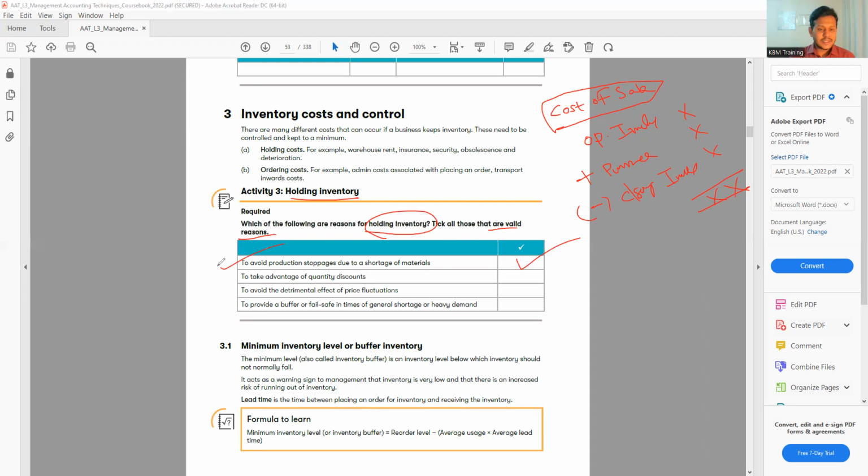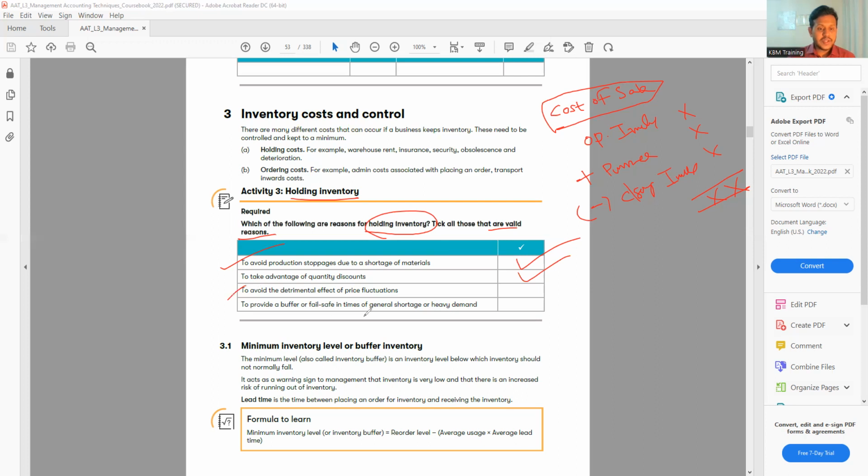The next one says to take advantage of quantity discount. I like to take a quantity discount because I buy a lot at the same time; if I buy more, they give me a discount. For that reason, I buy a lot so I can keep it in my warehouse. Do you think it is a valid reason? Let's say it could be a possible valid reason. The answer is yes, isn't it? Some people can buy a lot because they get a quantity discount. They buy a lot at the same time, they get the bulk discount. For that reason, they can buy a lot and keep it in the warehouse. Yes, that could be the possible reason.